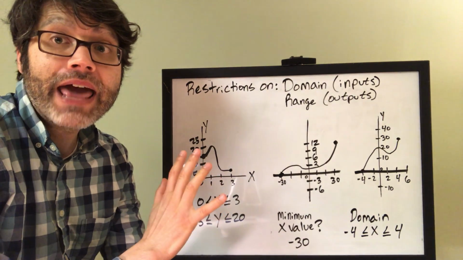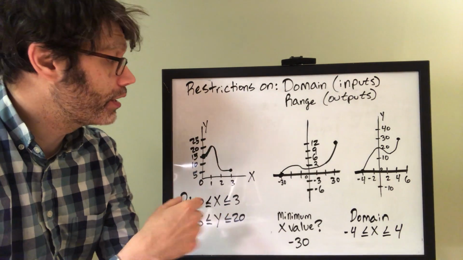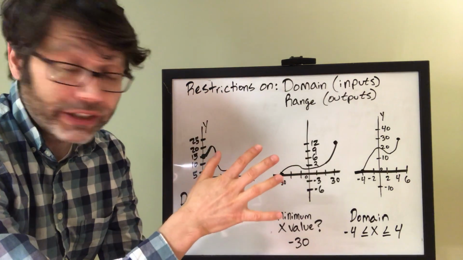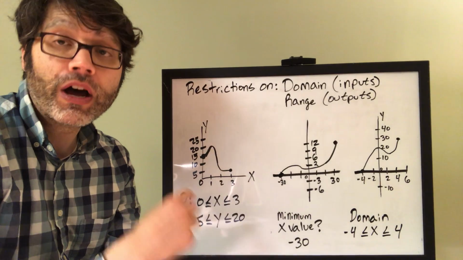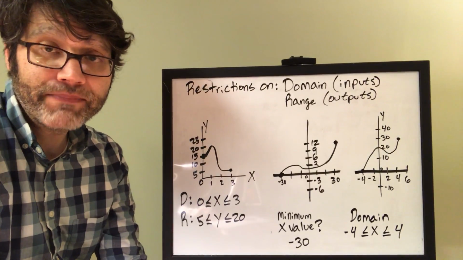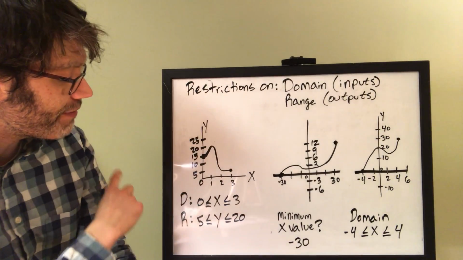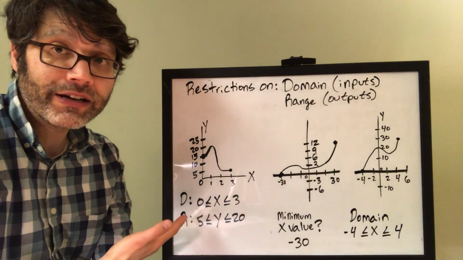That's our domain. And then our range are our y values usually, but it's whatever is going to be our dependent variable on the vertical axis. Okay, so let's get to it. Here we have a graph, and what is our domain going to be?